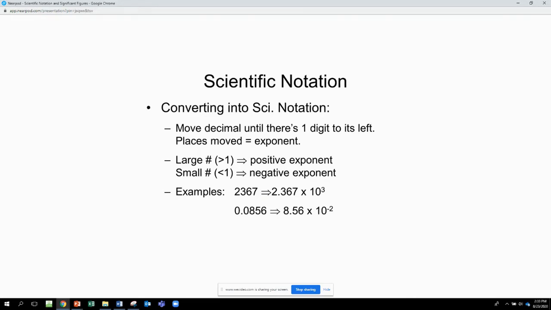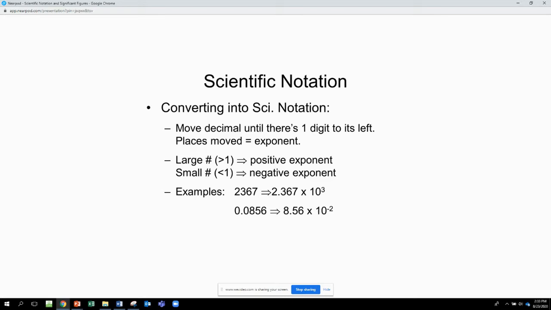Now we have to figure out if those 3 spots is positive or negative. Go back and look at your original number. Is your original number larger than 1 or smaller than 1? 2,367 is larger than 1, so our exponent will be positive. We moved 3 spots and it's positive.